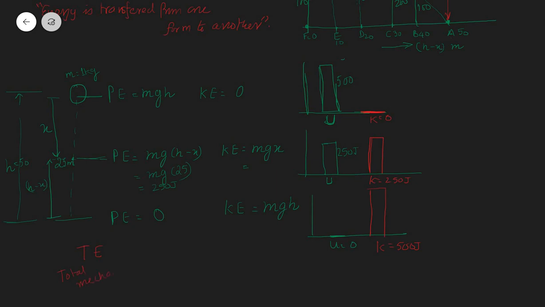So your total energy, we call it the total mechanical energy, is given by kinetic energy plus the potential energy. We call it potential energy, but it's actually potential for energy. Okay, so keep that in mind. So kinetic energy is your mgx, potential energy is mg into h minus x, so that's equal to mgh.